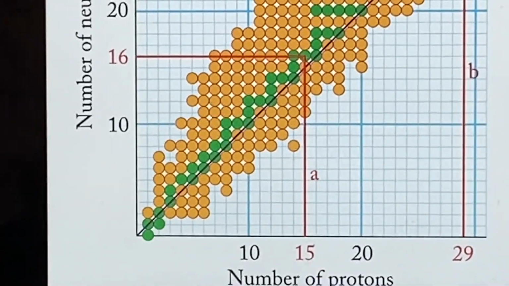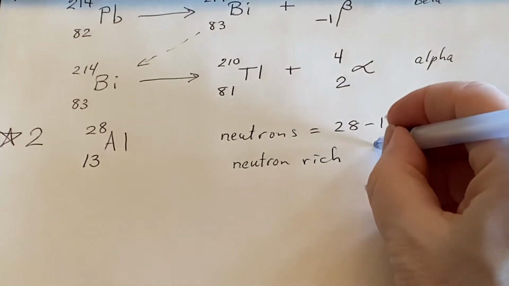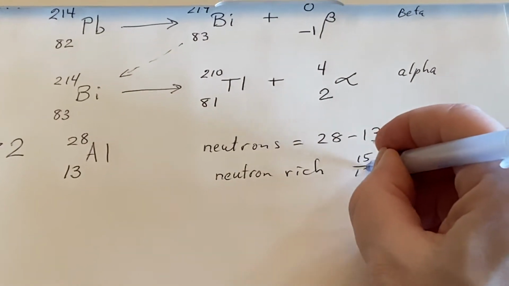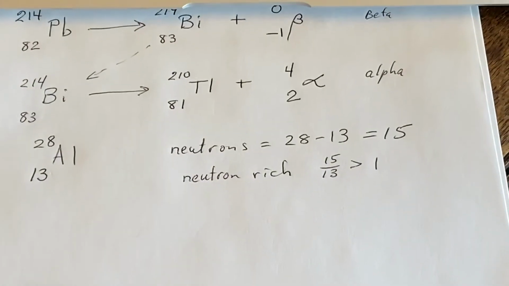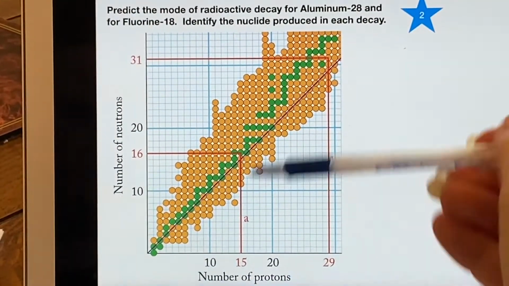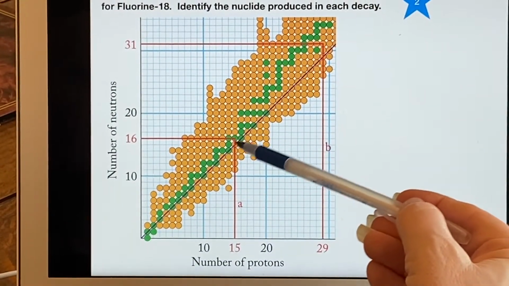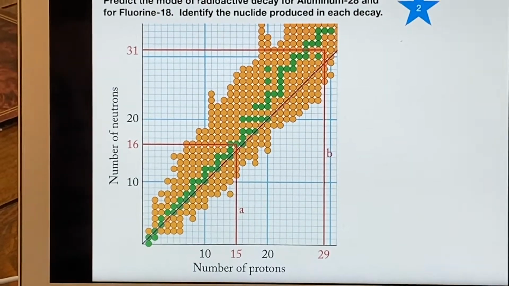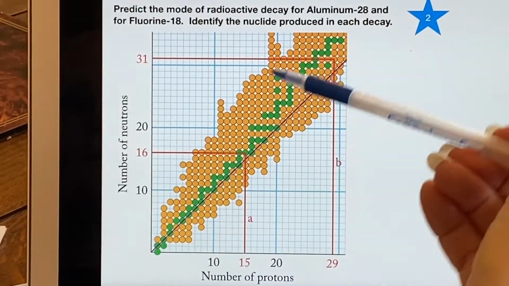So this would be identified as neutron rich. I might have been able to see that by doing the 15 over 13 being greater than 1 since we're low in the table. But it's better to use this because you can see that sometimes there's more than one that's stable. And so it's best to go to this when you can, if you have it available to you.